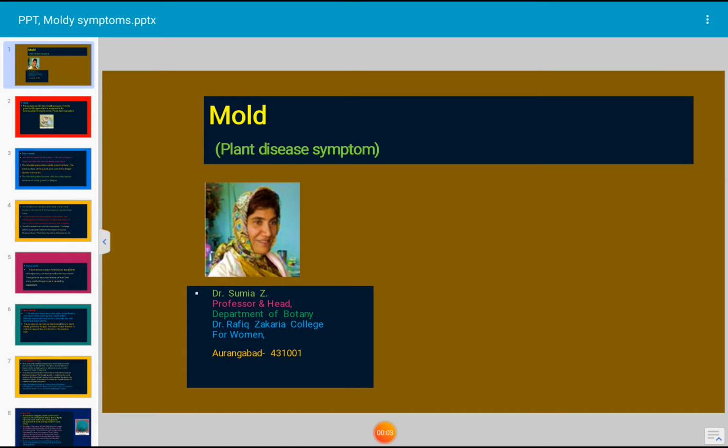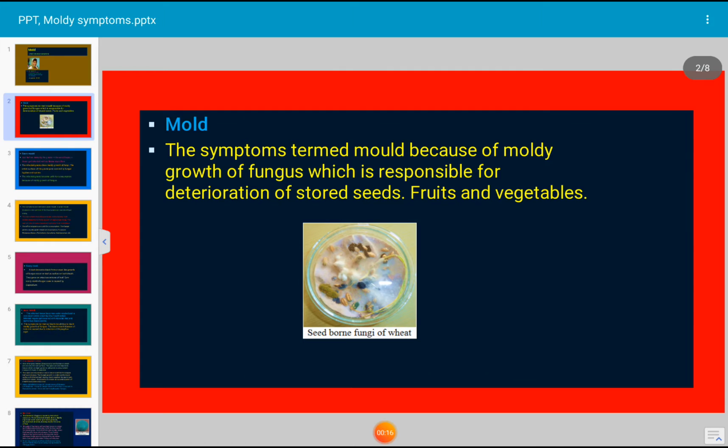Today's topic for discussion is description of plant disease symptoms. And today's symptom for discussion is mold. Let us see the details. The symptom is termed as mold because of the moldy growth of the fungus, which is responsible for deterioration of stored seeds. Even fruits and vegetables get deteriorated because of the moldy fungus.